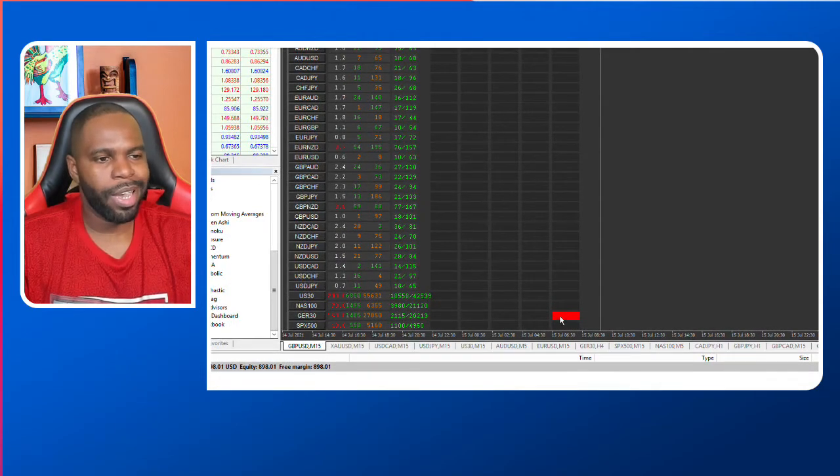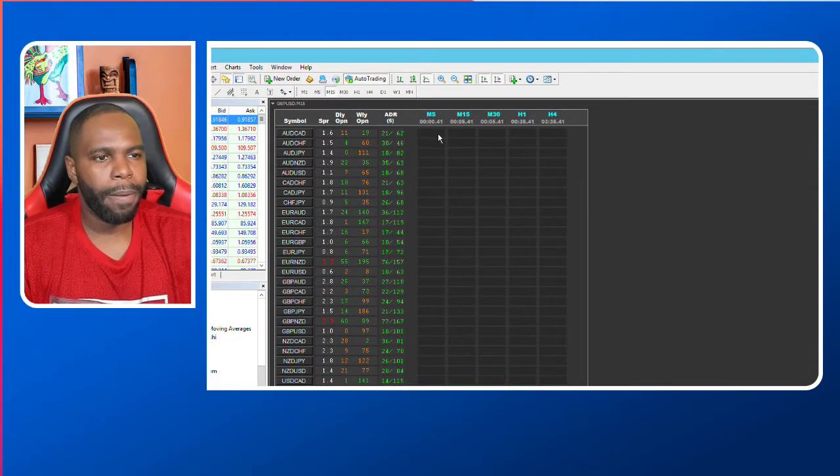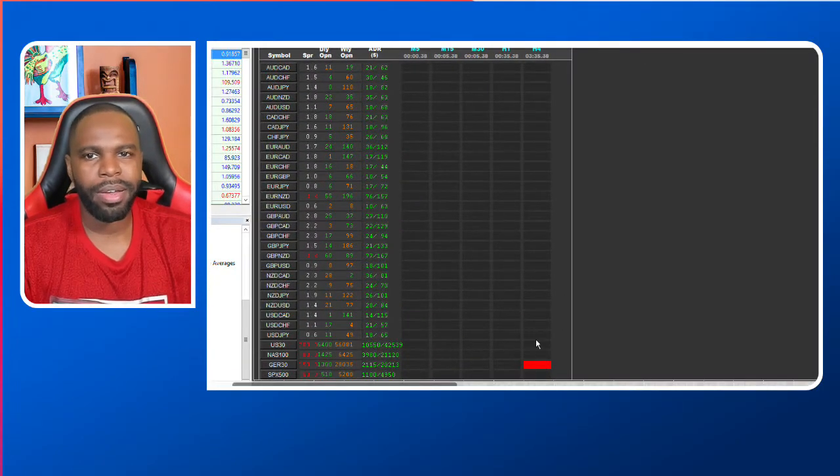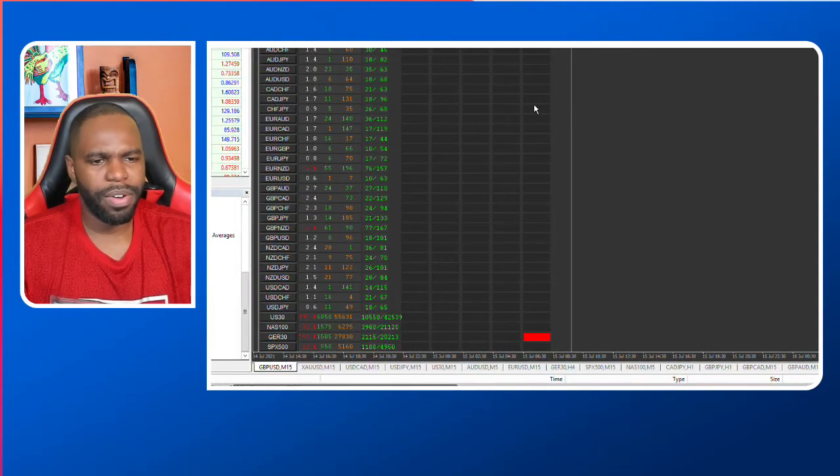And this red shaded area means that there was an arrow that popped up on the German 30 chart. So this tells you, hey, there was a sell arrow that popped up on the German 30, so you might want to check your chart. It also tells you that the red shaded area was alerted on the H4 chart, the 4-hour chart. At the top, it tells you the time frames that arrow popped up on. It's very simple and easy to understand.